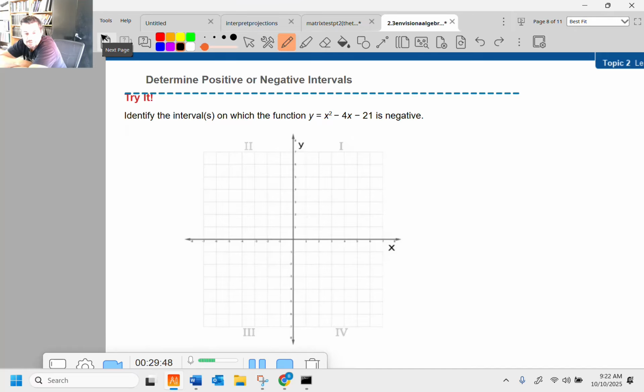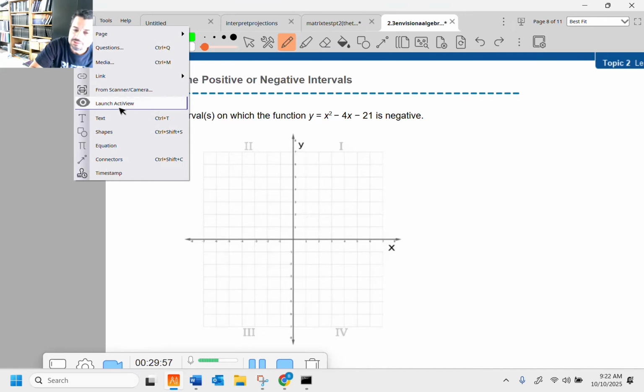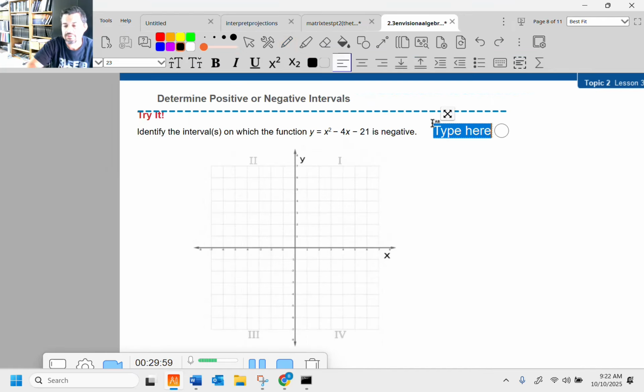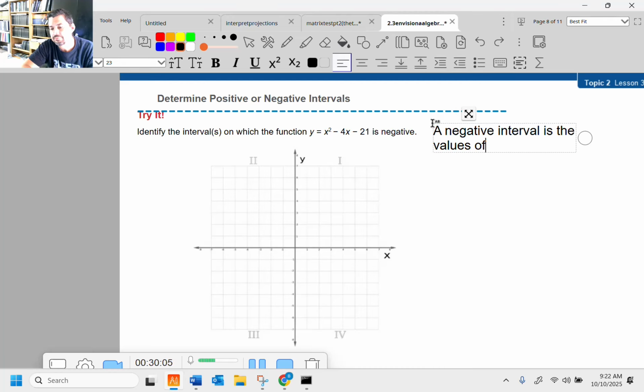On this one, we're supposed to figure out where it's negative. So we're going to go through a lot of the same stuff. The big note on here is what the word negative means. It means below the x-axis. A negative interval is the values of x for which a graph is below the x-axis. I'll pause real quick. I'll be right back.